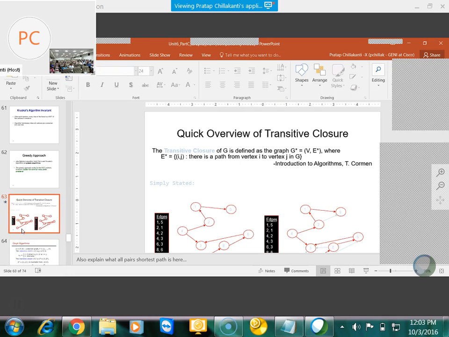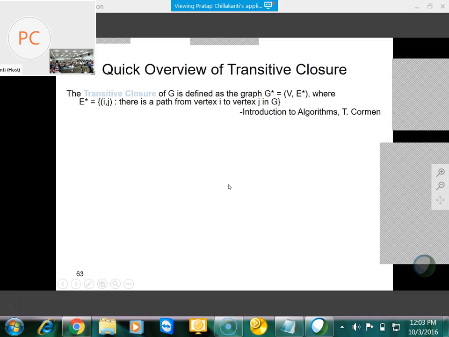The topic is called transitive closure. This is another topic. If you look at the syllabus, it is one of the last topics actually. I'm pretty much done after this, right? Let me put it in.